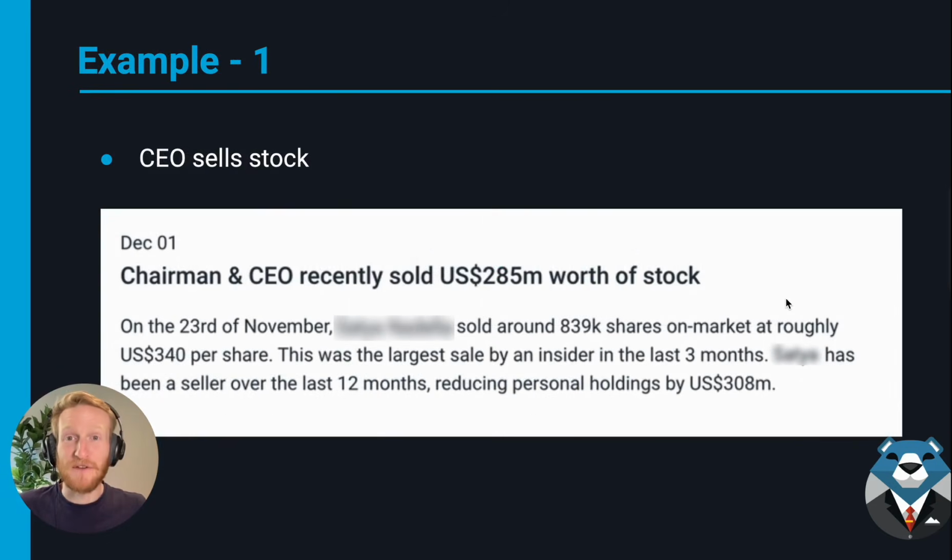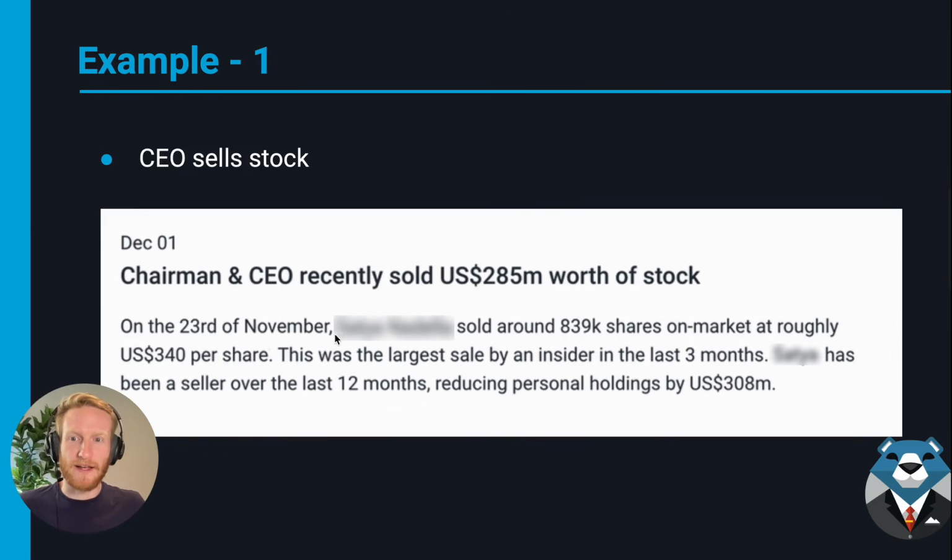So let's have a look at this first example where a CEO is selling stock. We can see here on December 1st we got the update, and this is the chairman and CEO, the same person, who recently sold $285 million worth of stock. That's heaps. On November 23rd, that person sold around 893,000 shares on market at roughly $340 per share. This was the largest sale by an insider in the last 3 months. This person has been a seller over the last 12 months, reducing their personal holding by 308 million. Okay, geez, heaps to take away there.